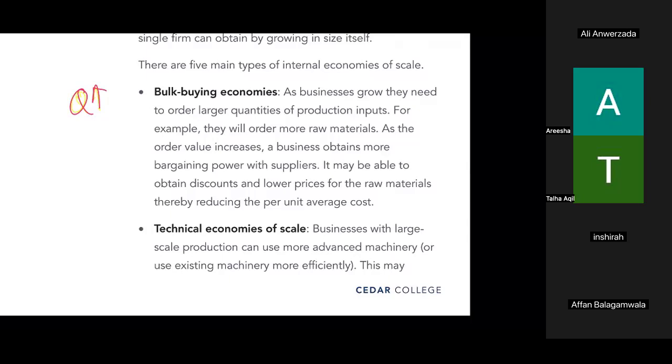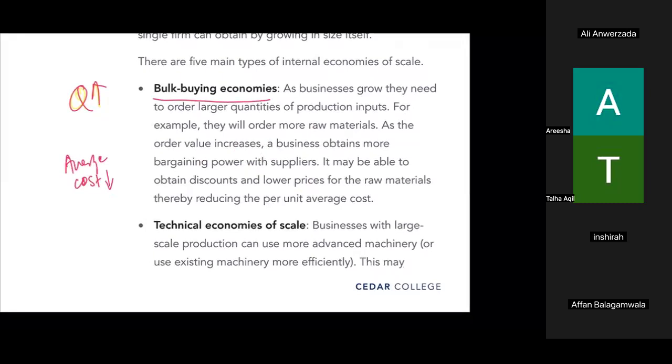There could be a possibility you could do what we call bulk buying economies of scale, which means as businesses are growing, they can buy in bulk. And when you buy in bulk, you can get major discounts, you have a lot of bargaining power, and as a result of that, your average cost could go down. So bulk buying could be one of the economies of scale, which means simply you are able to buy at a lower price because you're one of the largest players, or your average cost is much lower.